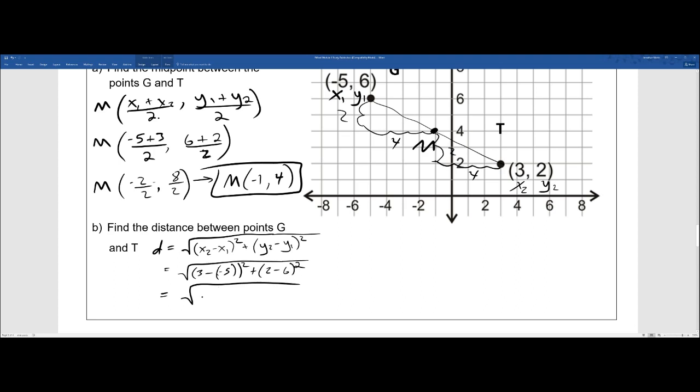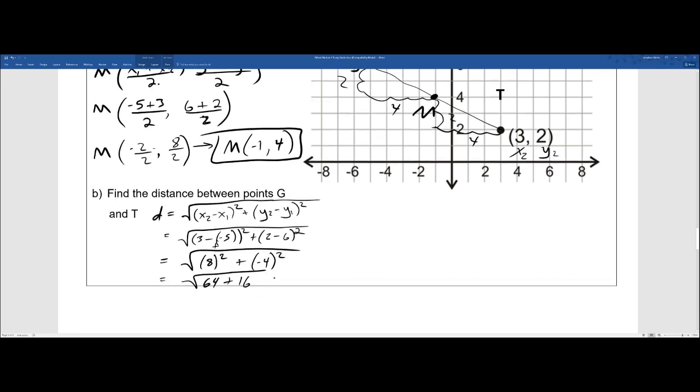Okay, 3 minus a -5 is really just 3 plus 5, okay, double negative. So that'll be 8 squared. And then plus 2 minus 6, which is -4. Don't forget we're still squaring it. 8 squared, 64. -4 squared, 16. And we should be going down here to square root of 80.